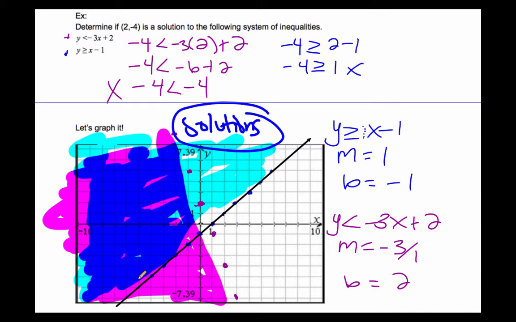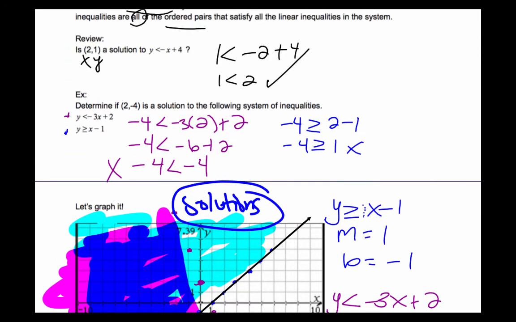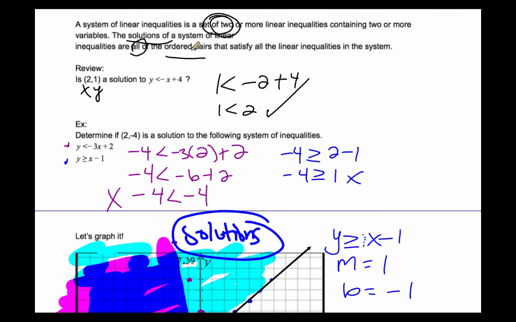But okay, now you have to be careful. Like here, that should be dark blue. That should be Mustang blue. So these are the solutions. So the solutions, okay, let's go back. What do our notes say? The solutions are all of the ordered pairs that satisfy all of the linear inequalities.